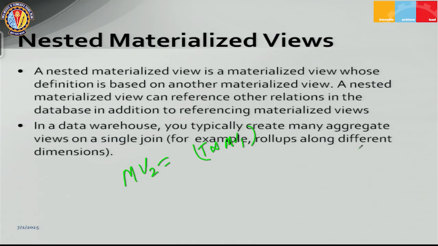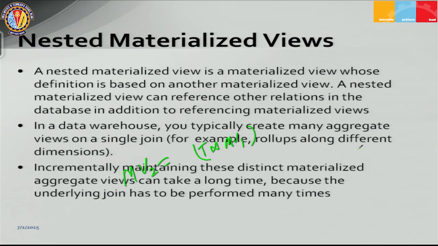In a data warehouse, you typically create many aggregate views on a single join, right? For example, roll up again on different dimensions that are present in the star schema. So incrementally maintaining these distinct materialized aggregate views can take a long time because the underlying join has to be performed many times, right?